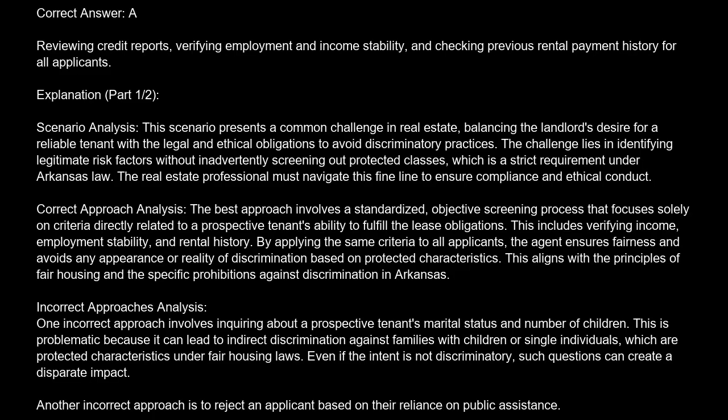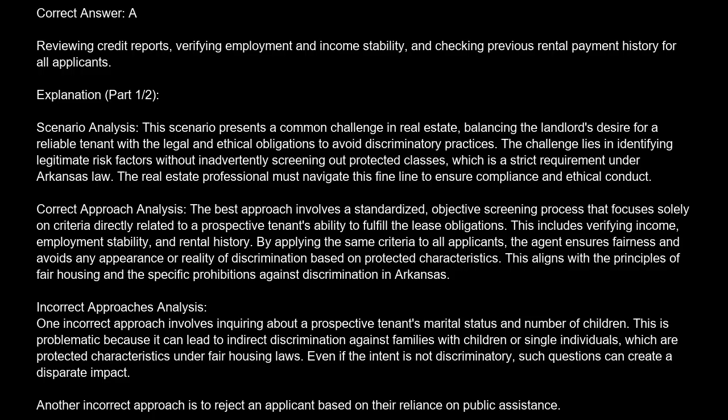The correct answer is A. Reviewing credit reports, verifying employment and income stability, and checking previous rental payment history for all applicants. Explanation. Scenario analysis. This scenario presents a common challenge in real estate, balancing the landlord's desire for a reliable tenant with the legal and ethical obligations to avoid discriminatory practices.